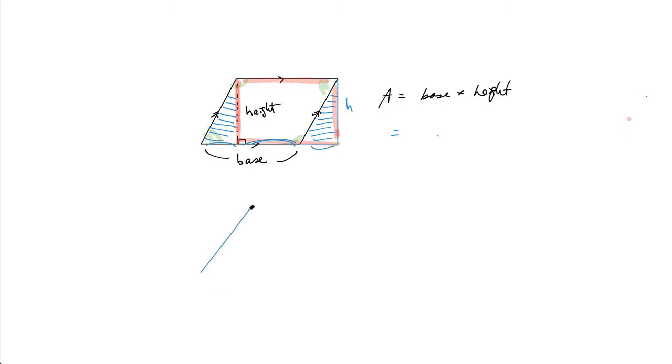So for example, let me make it look a little bit different. If this was 2 centimeters, and if this was 5 centimeters, what is the area of this parallelogram? It's going to be 5 times 2, or 2 times 5. And the unit is going to be centimeter times centimeter, so centimeter squared.